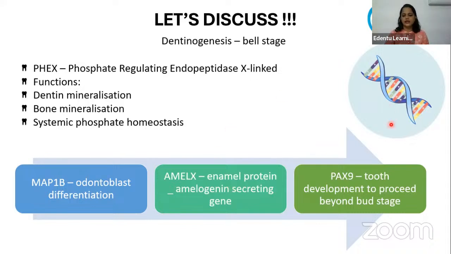Next is PAX9. PAX9 is also a gene that helps in tooth development. It helps in proceeding beyond the bud stage. While the tooth formation is happening, this particular gene allows progression to bud, to cap, and to bell. It helps in moving from one stage to another stage. This gene is mainly playing that role.